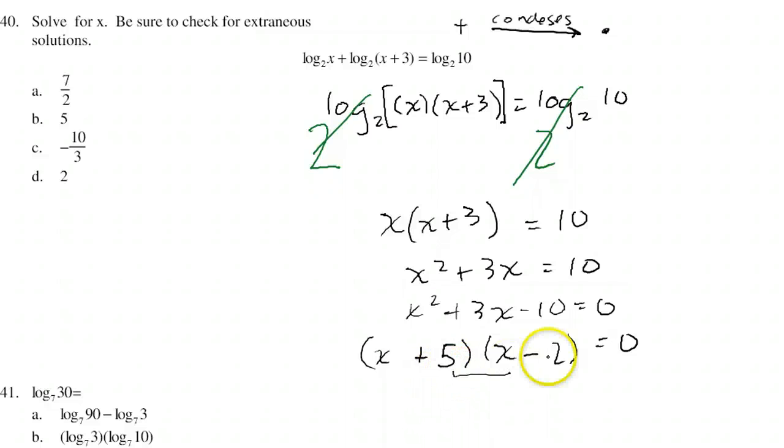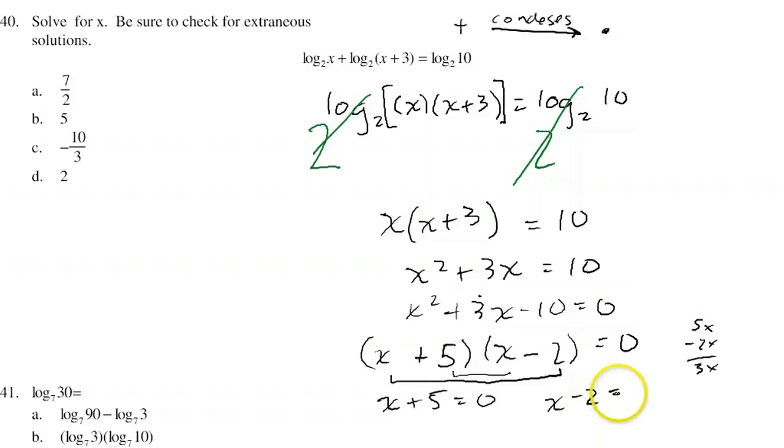The inside gives me 5x. The outside gives me minus 2x from x times negative 2. And that adds up to positive 3x, which is what I wanted in the middle. So this is correct. So now we just use the zero product property to solve this, which tells us that x plus 5 is equal to 0, or x minus 2 is equal to 0. And so x is negative 5, and x is equal to 2.